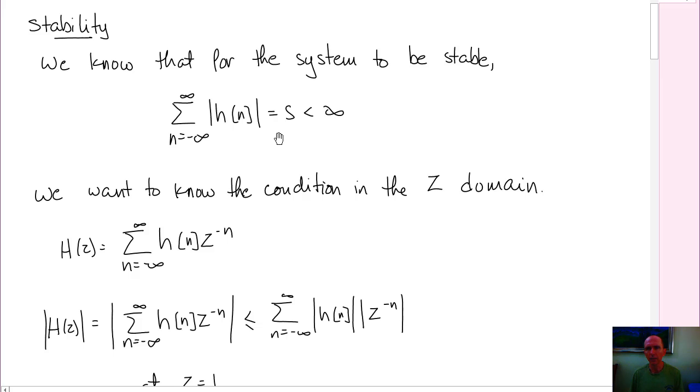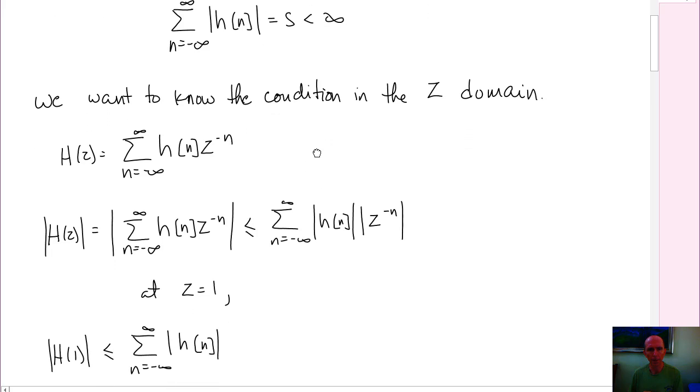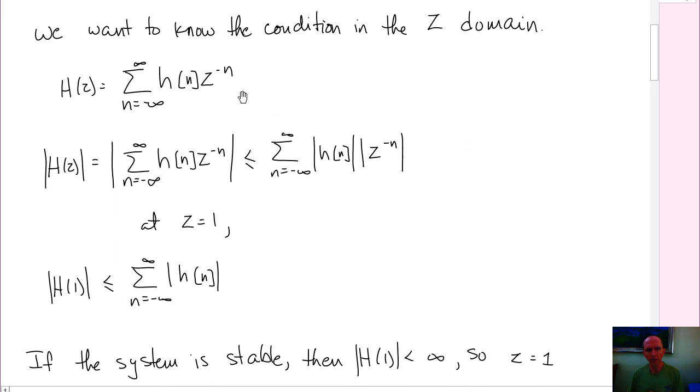We'd like to be able to determine stability straight from the transfer function, right? If we have h of n, or if we have the transfer function, we could always get h of n and then try to determine stability. But it'll be easier trying to determine stability straight from h of z. Now, we know that h of z is the z transform of h of n, right? H of n is the impulse response, h of z is the transfer function.